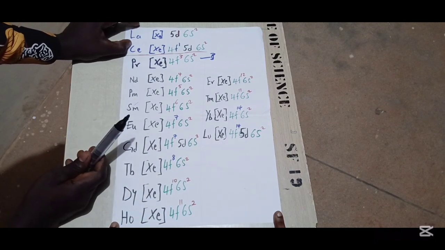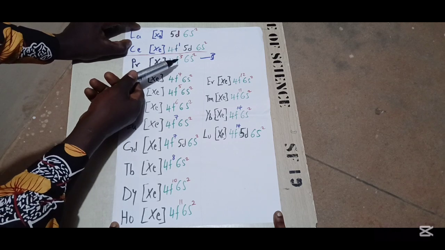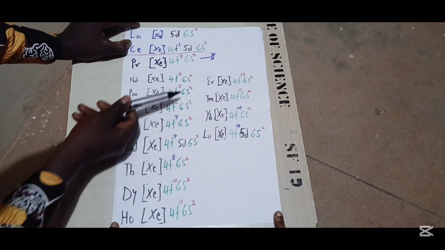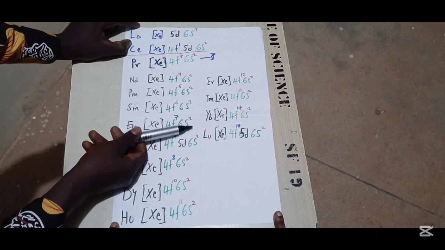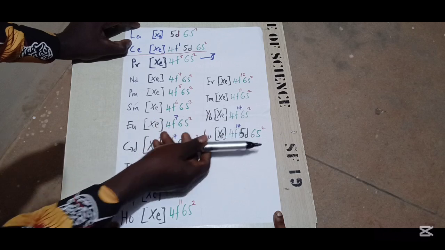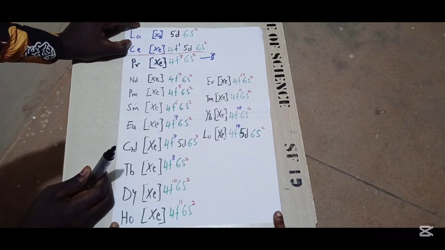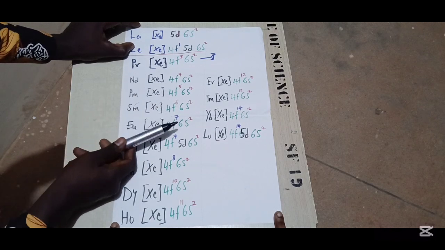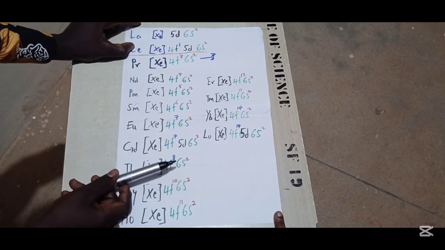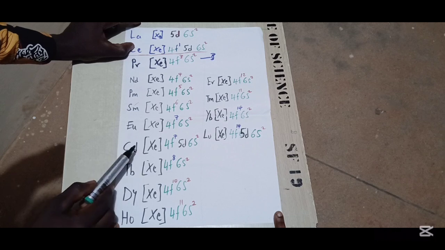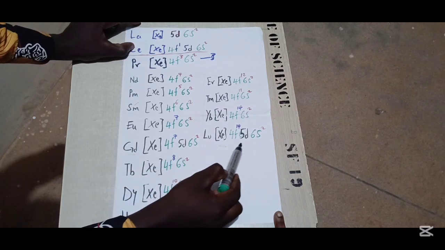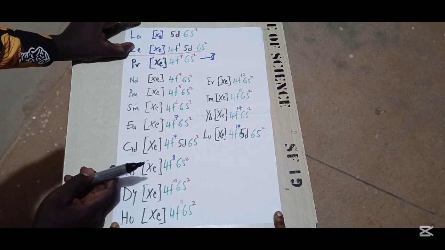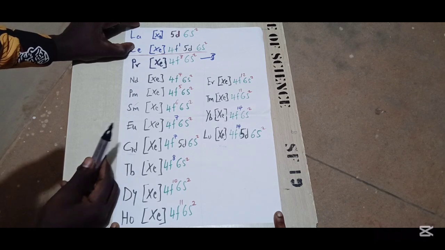The second thing I want you to know is that all the 6s orbitals have two electrons. So now we know that from the third element up to lutetium, all of them have 4f and 6s orbitals, and the exception is that gadolinium and lutetium also have 5d orbitals. So now we are done with that.